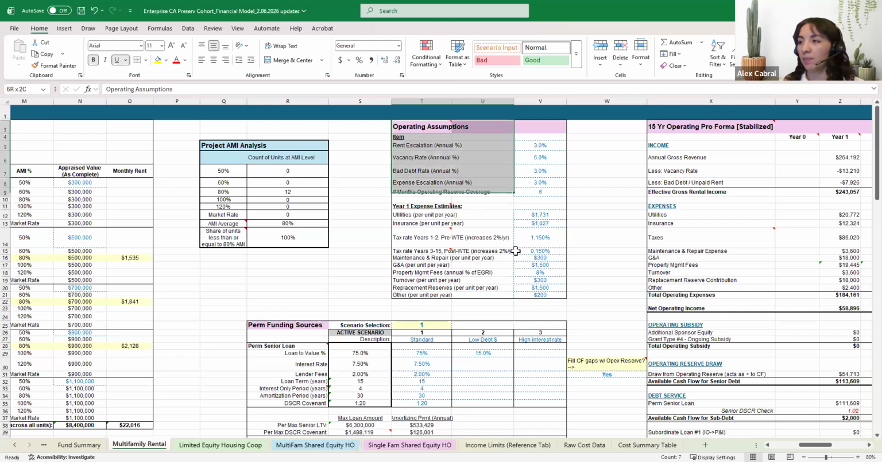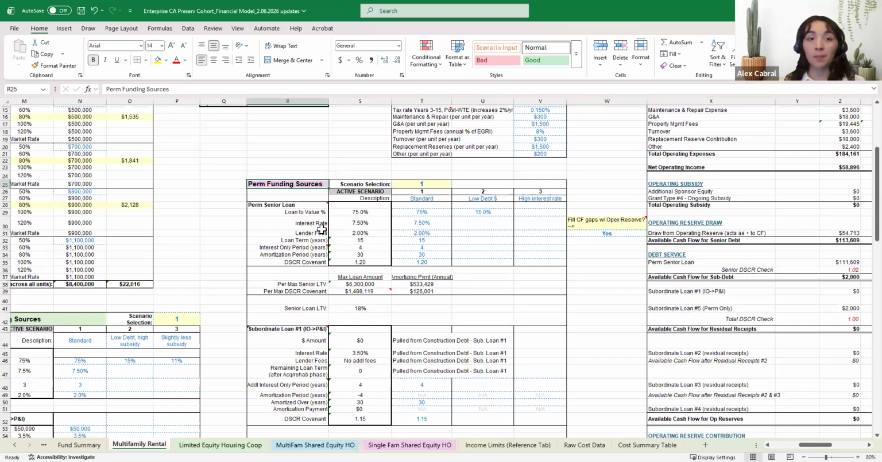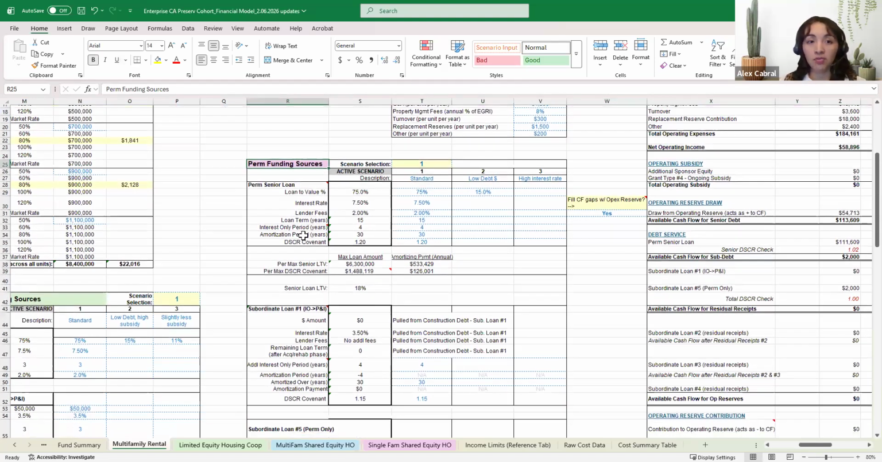Okay, so we're filling out the operating assumptions table. Then we're going to come down to the permanent funding sources. So as you remember, we filled out the acquisition and rehab funding sources. Now we're doing permanent funding sources. We have four new funding sources here and one that's brought over from the acquisition rehab phase. So again, make sure to have scenario one selected for when we're first filling out this table. Then we're going to fill in our information for the permanent senior loan.